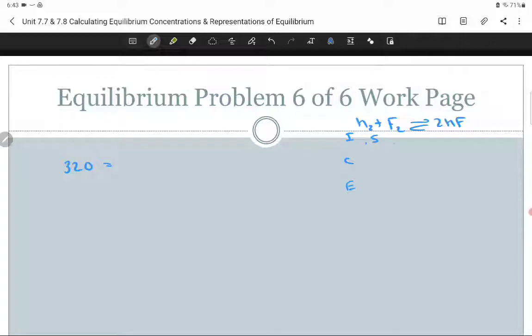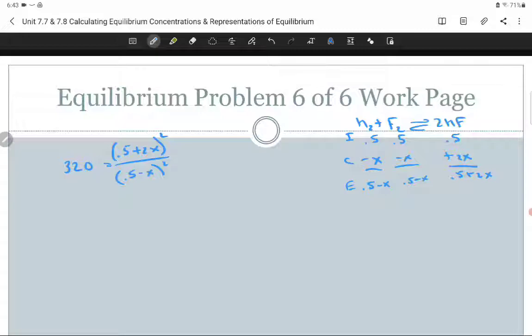And we had 0.5, we had 0.5, and we had 0.5. Minus x, plus 2x. And that's going to give us 0.5 minus x, 0.5 minus x, and 0.5 plus 2x. So we've been presented with this almost identical same kind of setup a number of times here now. And so 0.5 minus x on the bottom times 0.5 minus x is 0.5 minus x squared.